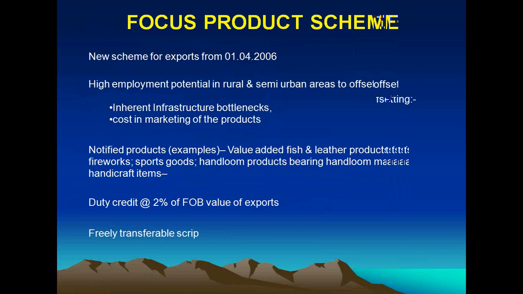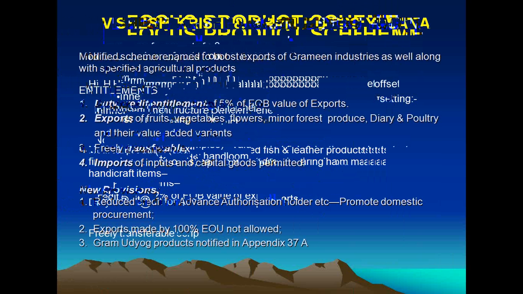Now we also have a benefit called Vishesh Krishi Gram Udyog Yojana. This Vishesh Krishi Gram Udyog Yojana is an improvement of the earlier scheme called the Vishesh Krishi Upaj Yojana. And we then changed the name to Vishesh Krishi Gram Udyog Yojana, which is a benefit given on agricultural products as a certain proportion of the exports. And again, these are all freely transferable scrips.